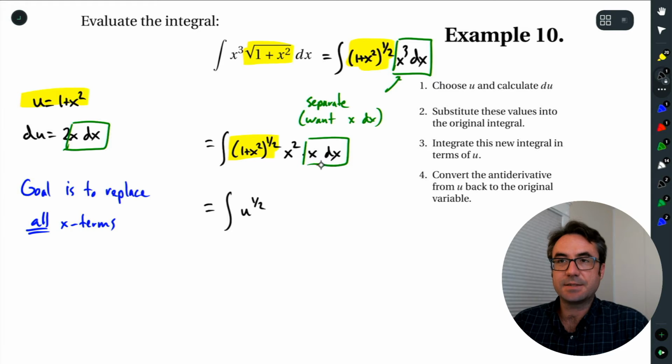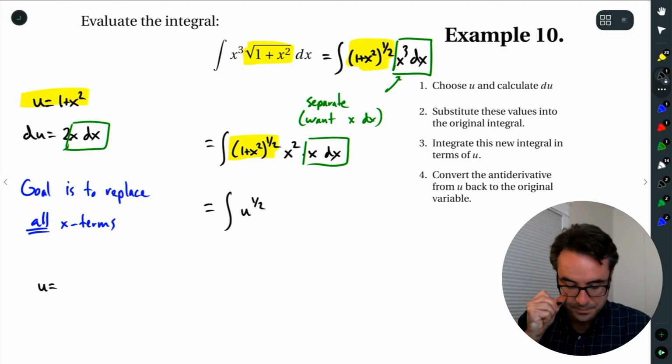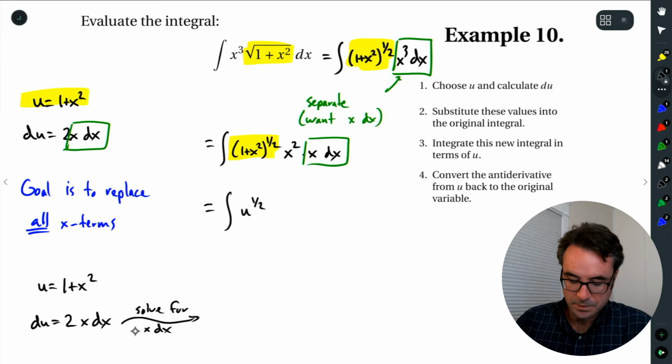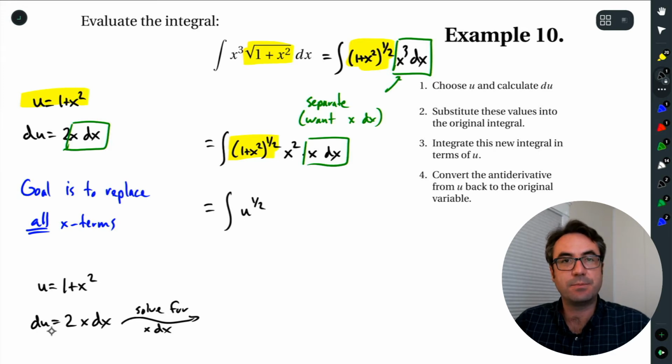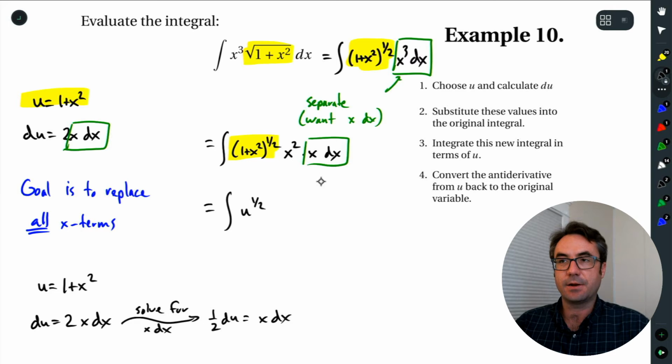And then this x dx, what are we going to have there? Well, if we look at our differential, we can solve for that x dx. If we divide both sides by 2, we get 1/2 du is equal to x dx. So that can go in right up here.